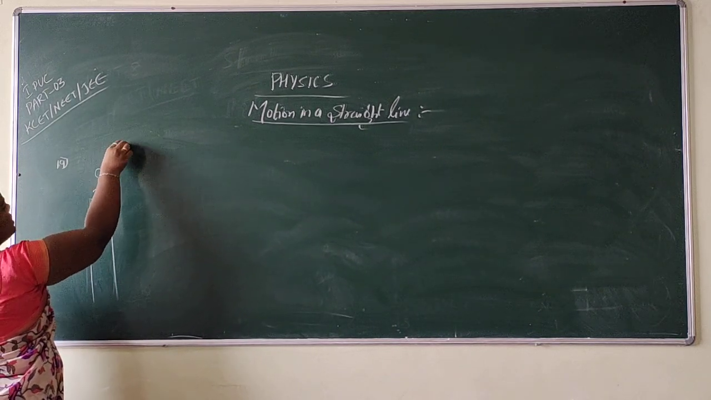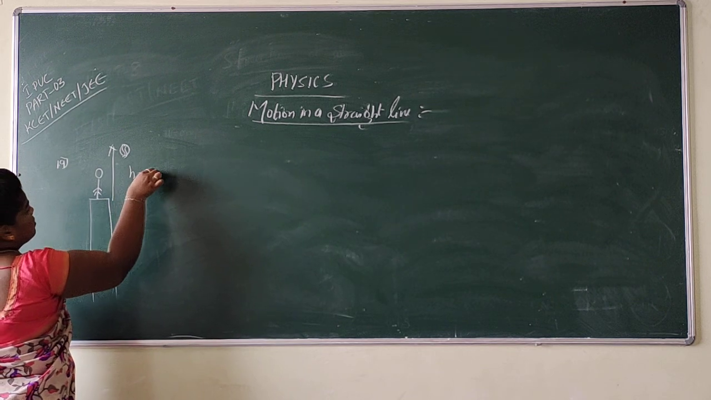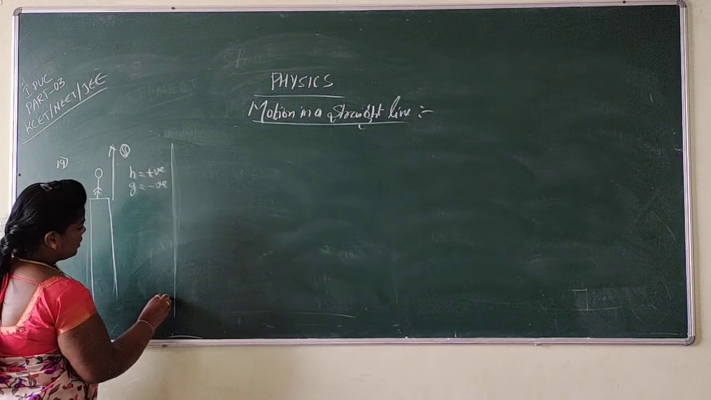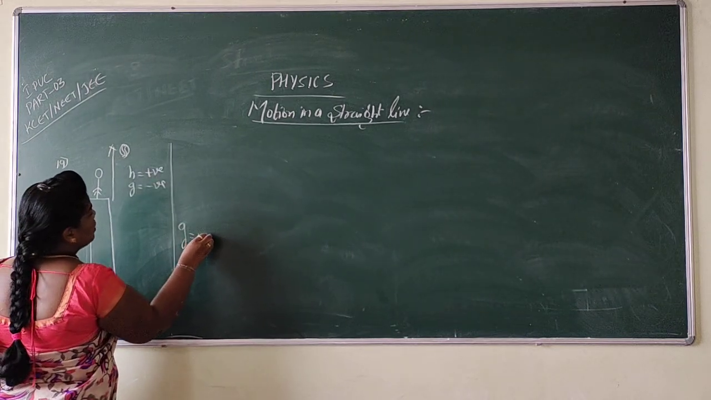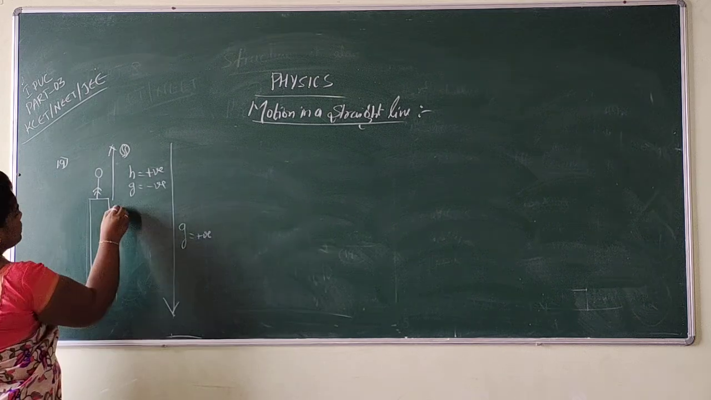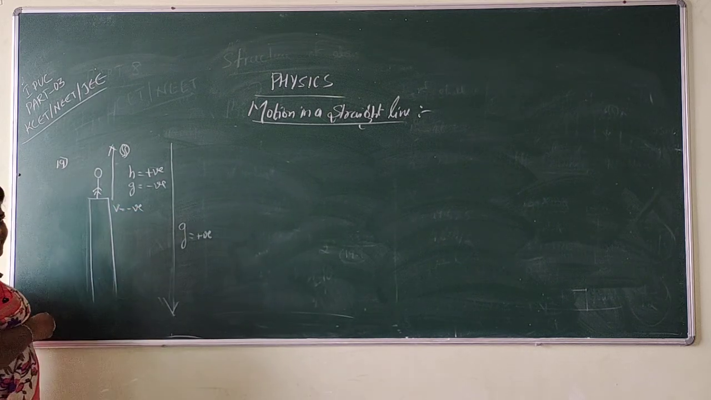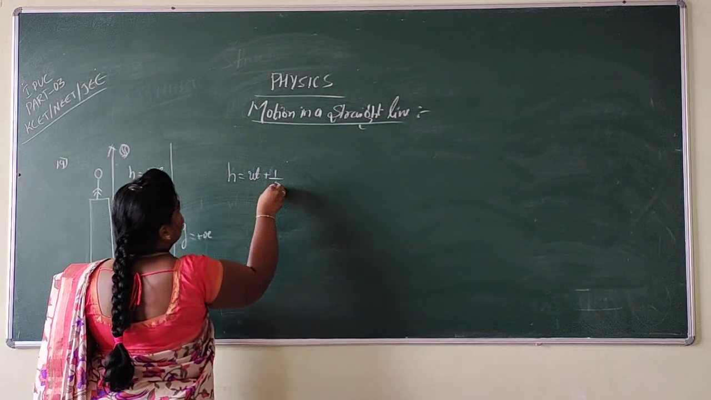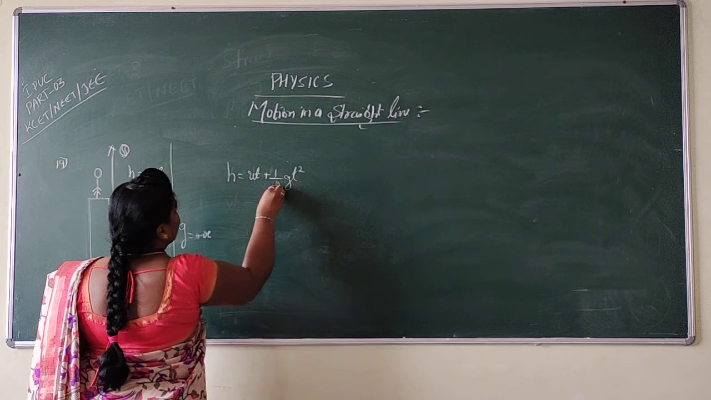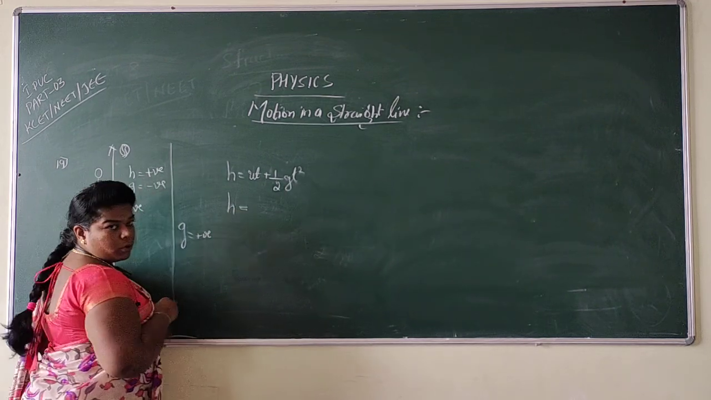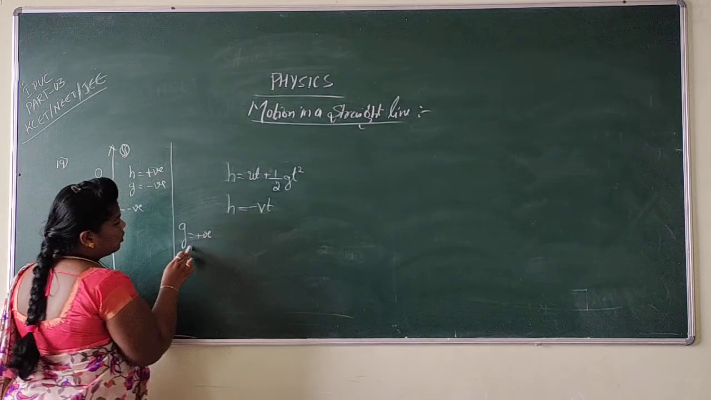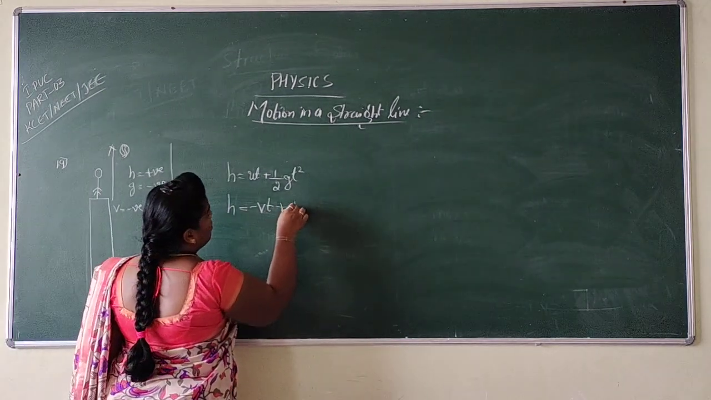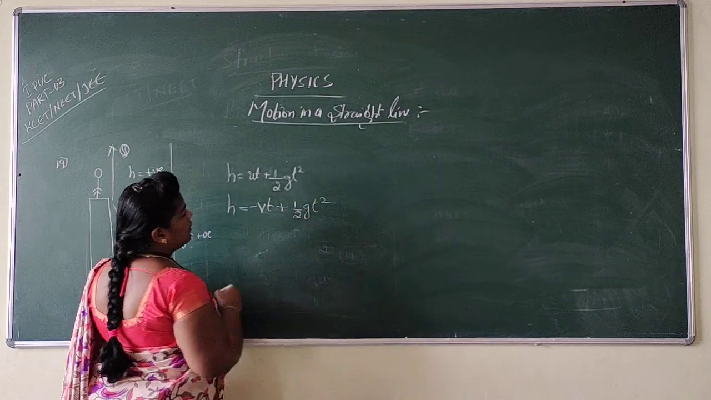It is thrown upwards, so height becomes positive and g becomes negative. But the question says it reaches the ground, so the total g becomes positive. Initial velocity is negative, as they have said. So then h is equal to ut plus half gt square, that is h is equal to minus vt plus half gt square, because it reaches the ground, so it becomes positive of half gt square, right?